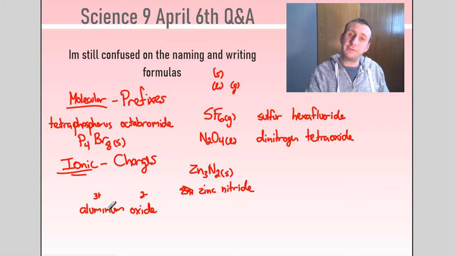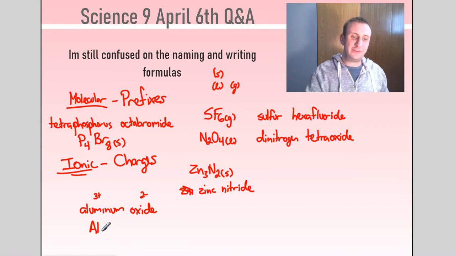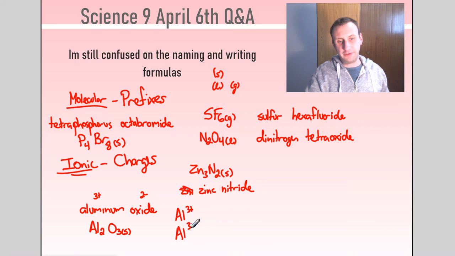I need 6 positive in total for charges and 6 negative from the oxides for charge. So in order to get there, I'm going to have 2 aluminums, and I'm going to need to have 3 oxides. Really, this is equivalent to writing out that I have 2 Al3 positives and 3 O2 minuses. And the reason why we actually do this is to make the positive and the negative charges equal in total.